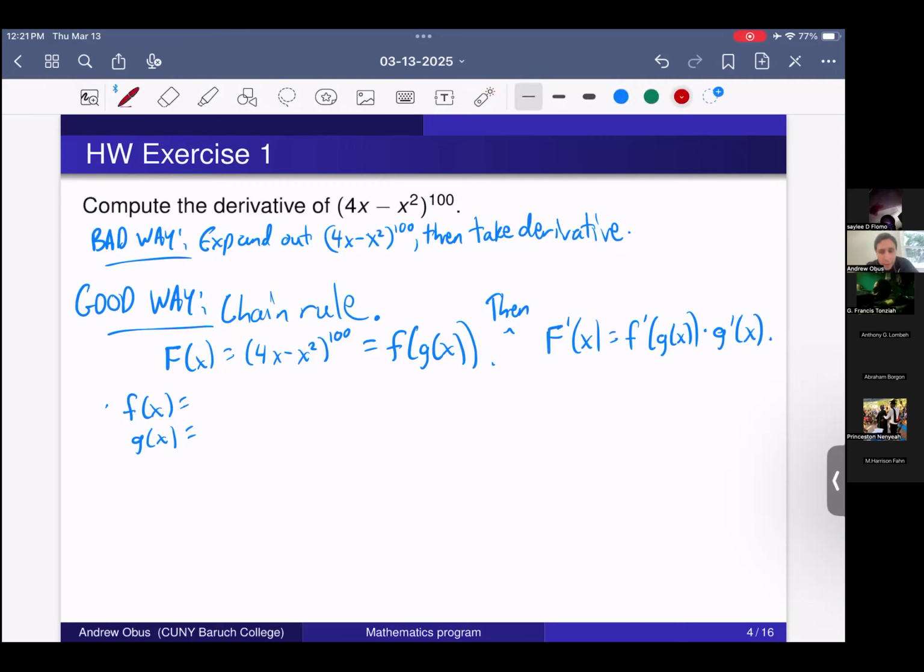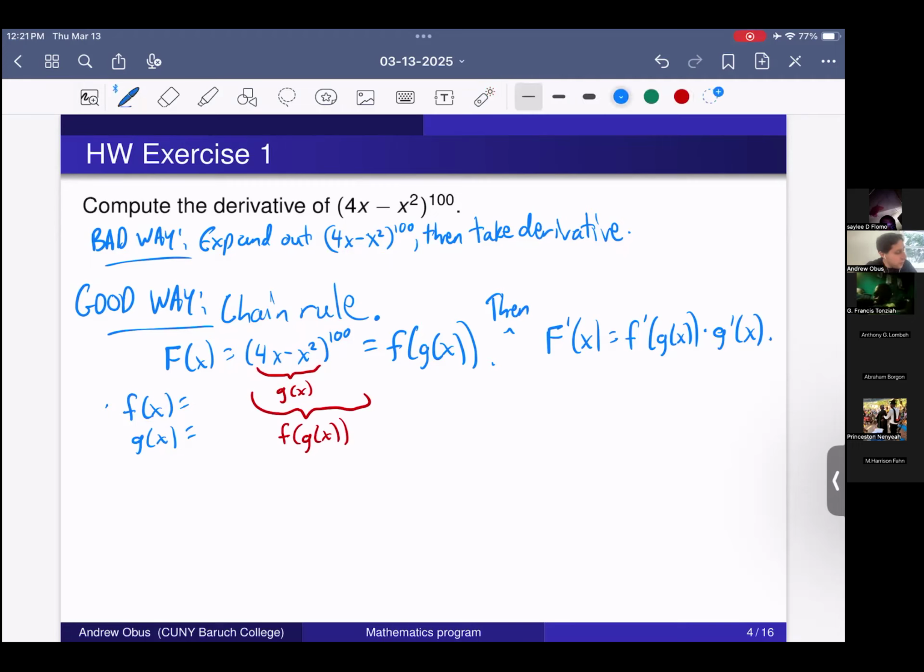Okay, well, let me show you this visually. What's happening is this inside function here, this is the g of x. This is what you're doing first, right? How do you evaluate this function? If somebody gives you x, you first do 4x minus x squared, and then you raise that result to the 100th power. So the g of x is what's here on the inside, and then if you take the entire thing here, that's your f of g of x. So what is f? It's what you have to do to g of x to get the full thing.